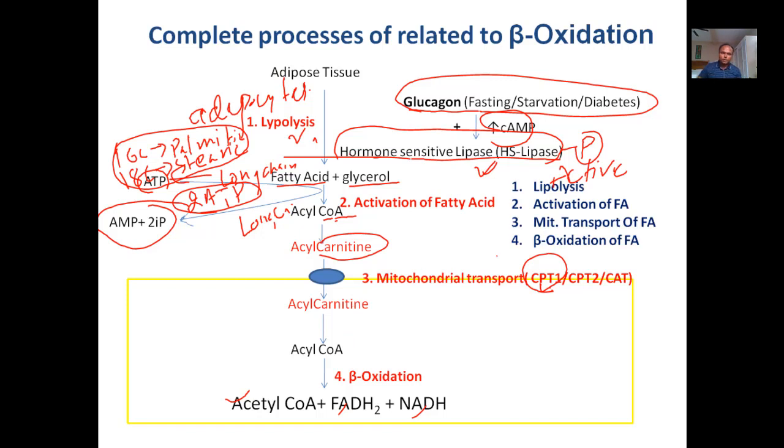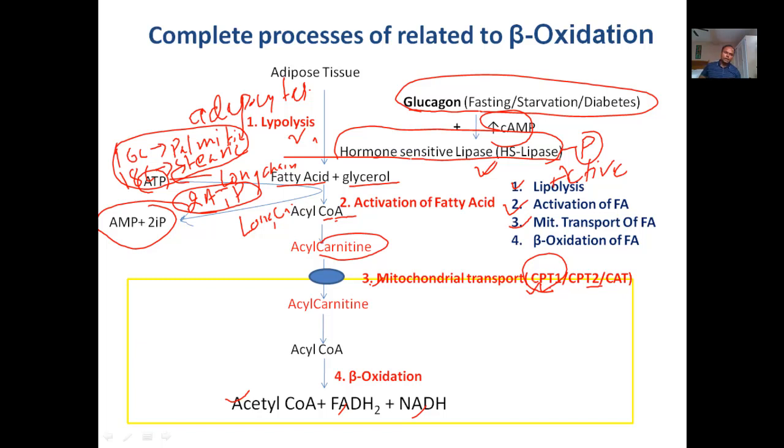Fatty acid oxidation happens through four stages: lipolysis, that we have shown here, and the activation of the fatty acid. Then the third step is mitochondrial transport. Different proteins are involved in mitochondrial transport. Most important are CPT1, CPT2 and CAT protein.